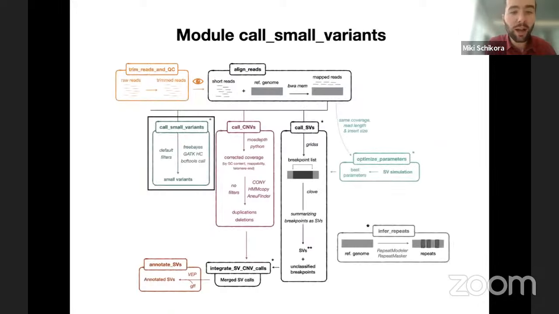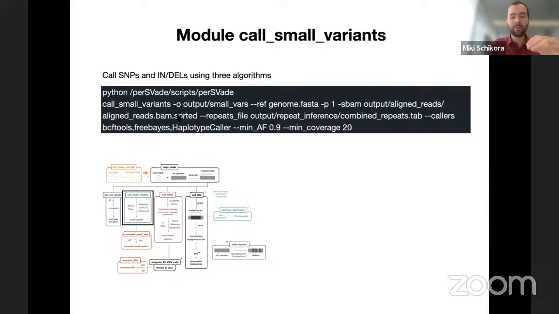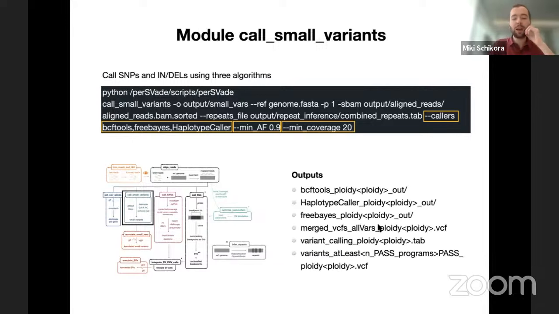Then there's also a program to call small variants, and by small variants I mean SNPs and indels, based on three different programs. Basically, this is the command. You have to specify the callers, so the different algorithms, the minimum allele frequency that you want for your variants, and also the minimum coverage for positions to be considered for the calling. And you get several outputs. Most of them are all of the raw variants that all of the different programs give. And then there are also some filtered variants based on the filter that you specify.